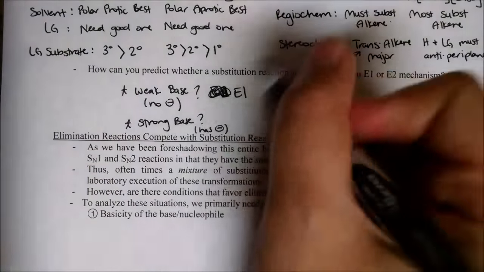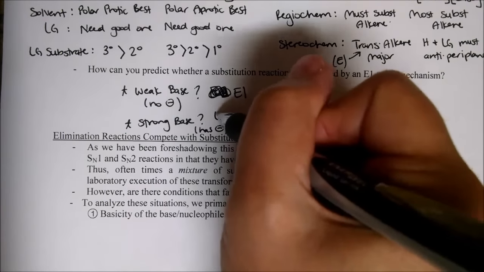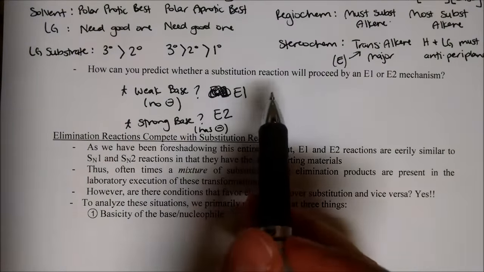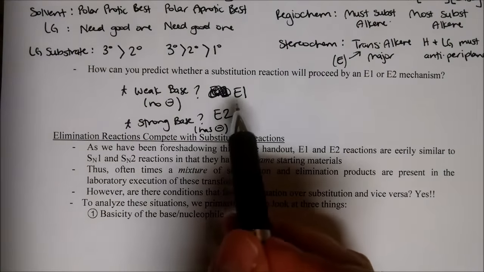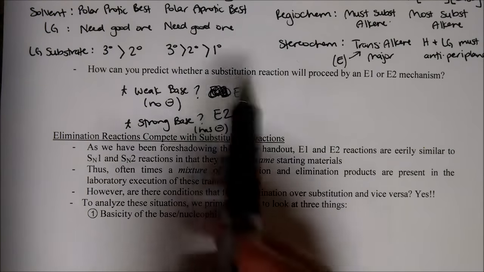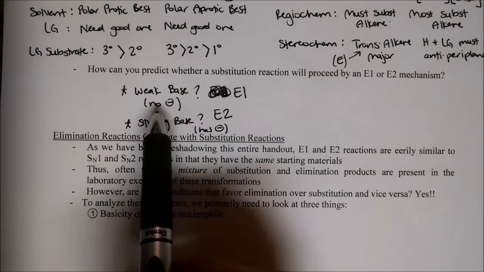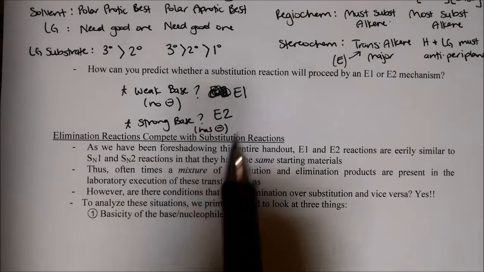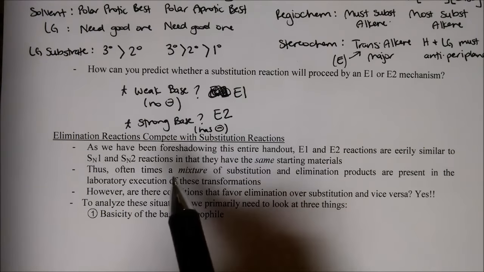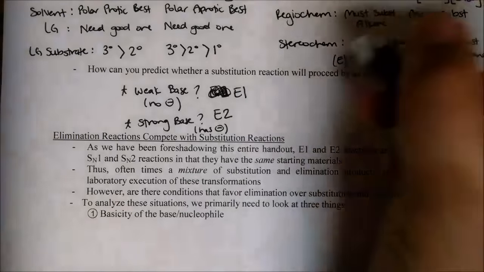Because if it's strong, it has that nice bare minus charge, full-blown negative charge, we're going to go and do the E2. Whereas if it's E1, it's not going to be strong enough, and so we form the carbocation first. But again, no minus charge, just nice and neutral, it's going to form the carbocation first. Whereas if it's a strong, full-blown negative charge on that base, we're going to have E2.